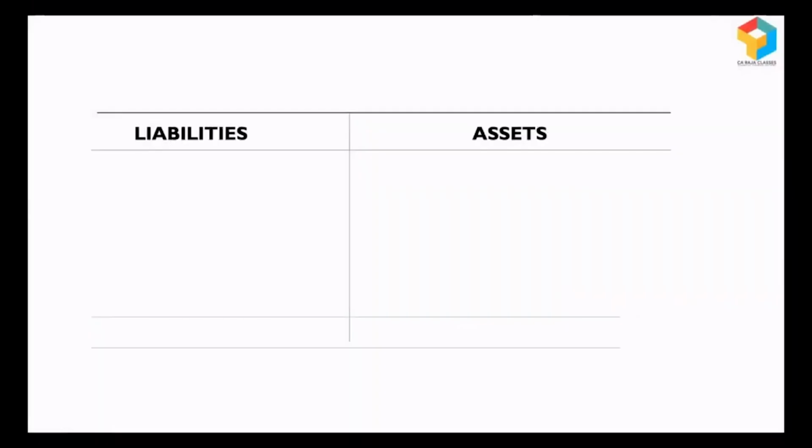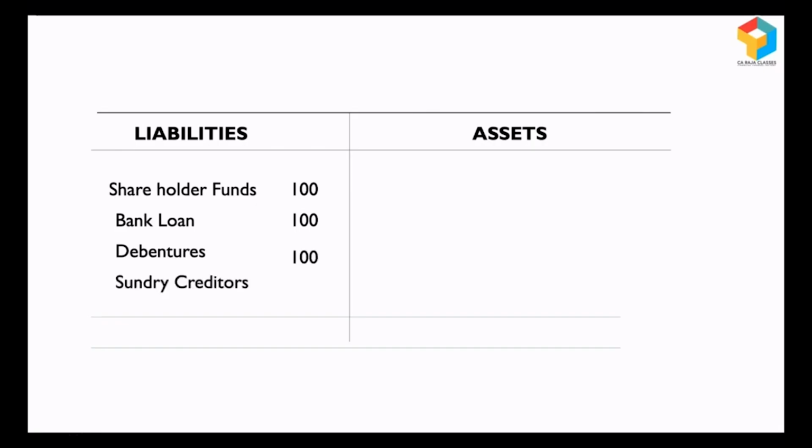Here also I'm going to use a balance sheet, and on the left hand side I've just mentioned liabilities, but it is equity and liabilities. Now listen. This business has raised 100 million from shareholders. From bank it has raised 100 million, debentures 100 million, and from sundry creditors 200 million. It means totally this business has raised 500 million.